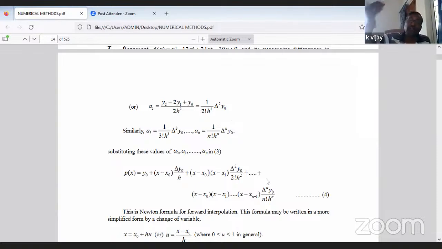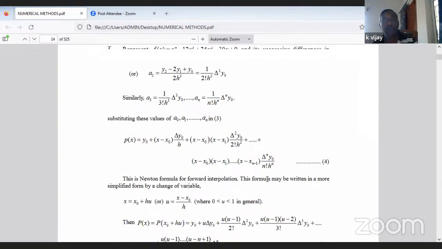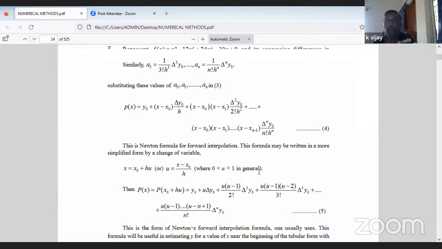Next (x minus x0)(x minus x1)(x minus x2)(x minus x3) del power 4 y0 by 4 factorial h power 4. You can write here (x minus x0)(x minus x1) and so on up to (x minus x(n minus 1)) del power n y0 by n factorial h power n. This is the Newton forward interpolation formula.